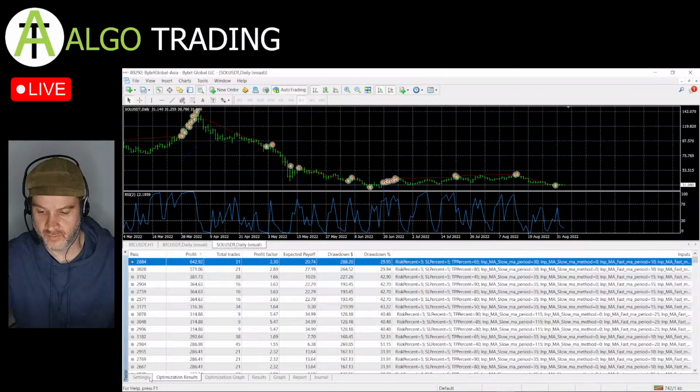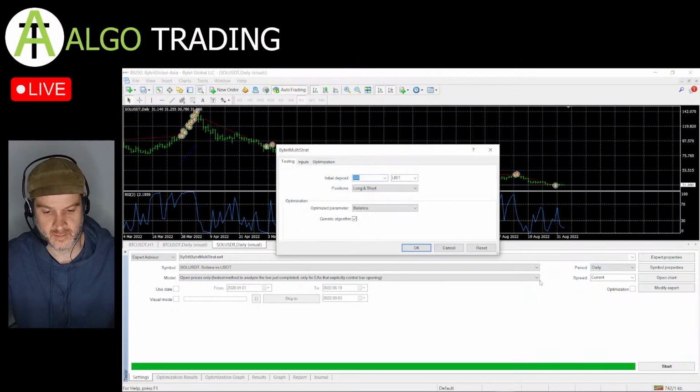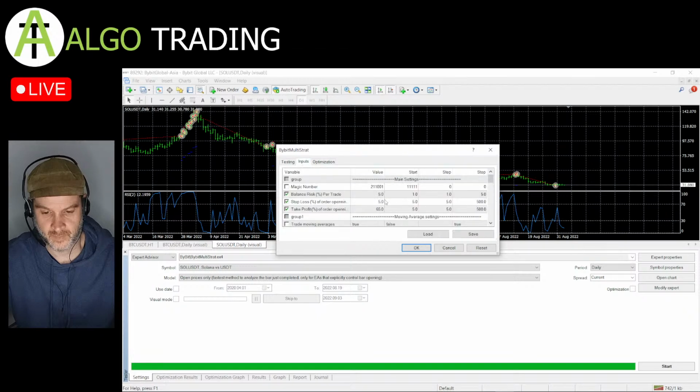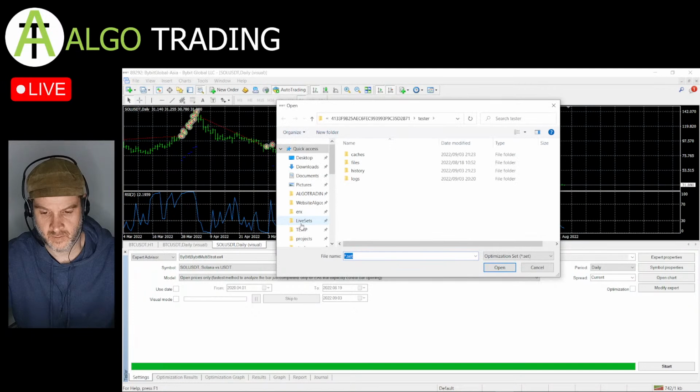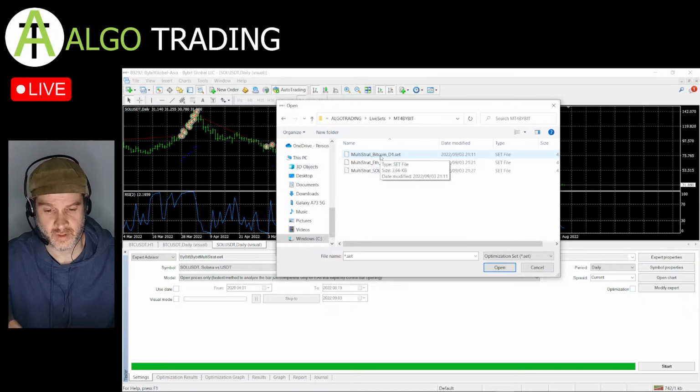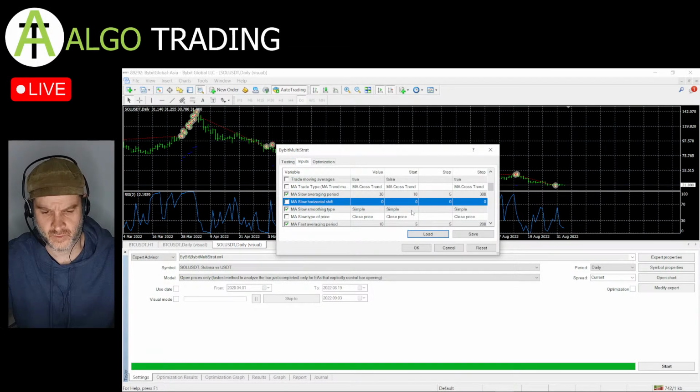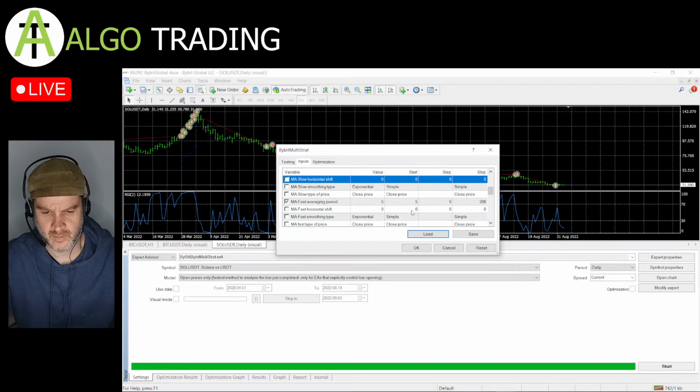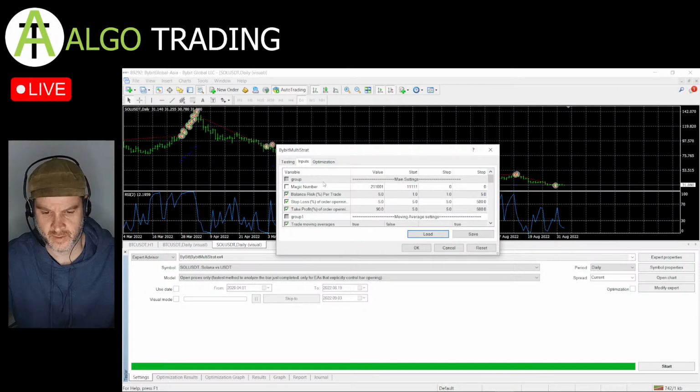Let me take the original strategy back. And that just shows you how you tweak. Once you've got your strategy done, all you need to do is just tweak your input parameters slightly. Okay, so that's back to the way it was.